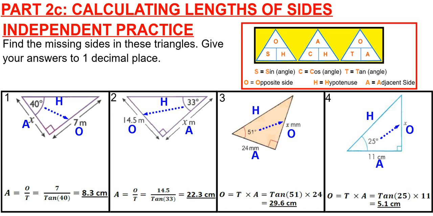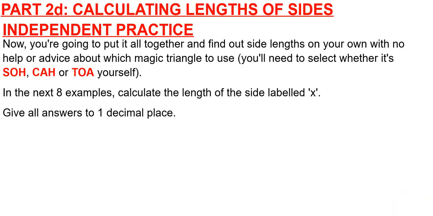So, now we've done SO, CA and TOA all separately. Now, because we've done them all separately, we need to put them all together now and find out the lengths on your own with no help or advice about which magic triangle to use. So what you need to do next is select yourself whether it's going to be SO, CA or TOA. So in the next 8 examples, calculate the length of the side labelled X and give all your answers correct to one decimal place.